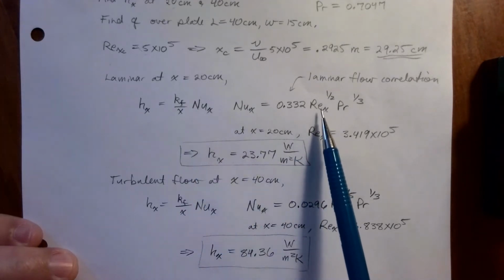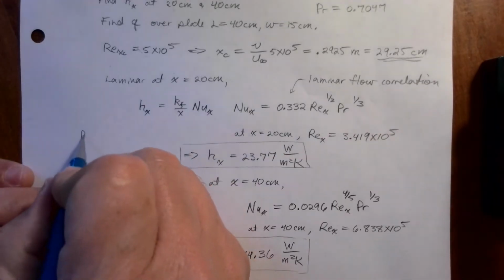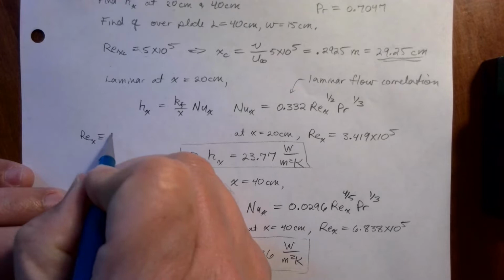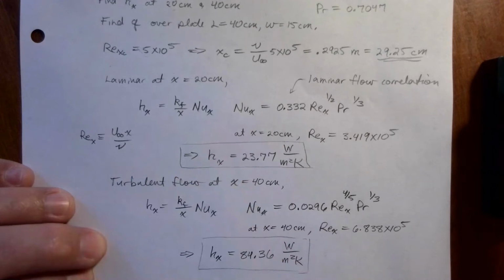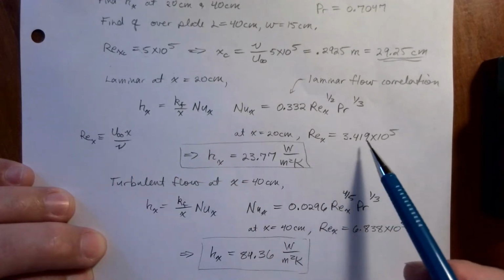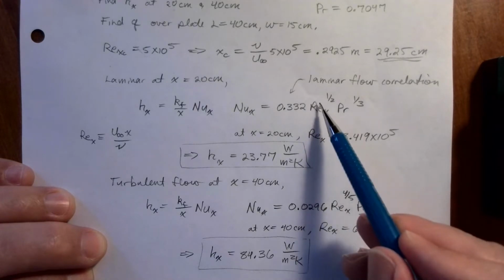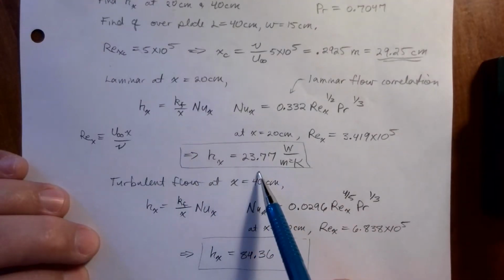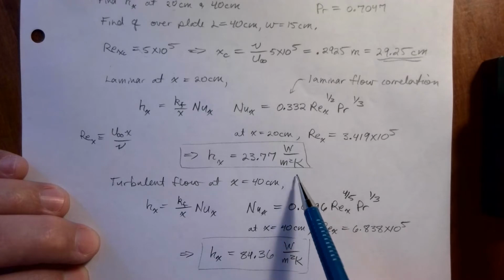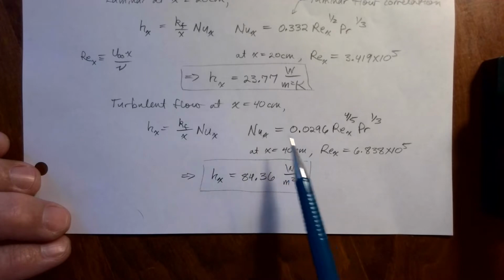Remember, the Reynolds number based on x is defined as U ambient x over kinematic viscosity nu. If you substitute 20 centimeters into that, you get 3.419 times 10 to the 5th. So put this in place here, put the Nusselt number in place here, and solve for h: 23.77 watts per meter squared K. Do the same thing again for the turbulent flow, except that we need a different correlation. So we're going to go to table 7.9.